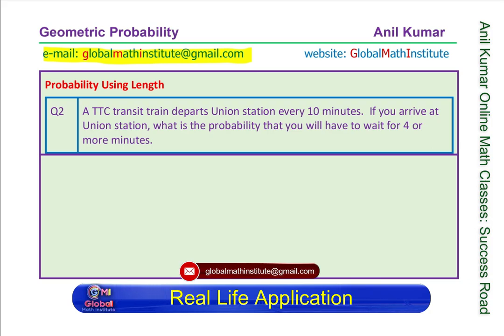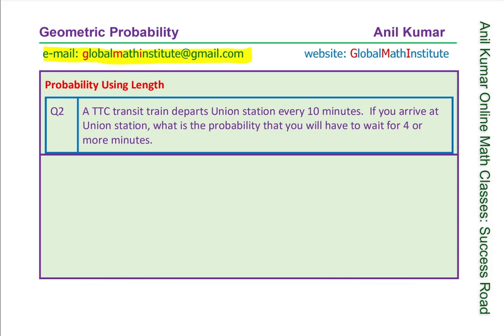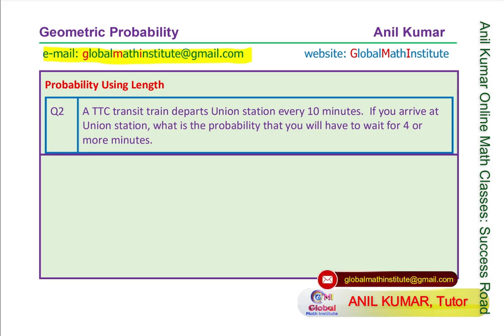The question here is a TTC transit train departs Union Station every 10 minutes. If you arrive at Union Station, what is the probability that you will have to wait for 4 or more minutes? How will you do this? So let's also understand that this arrival time is a length of time. So waiting time is length of time, let's assume that.